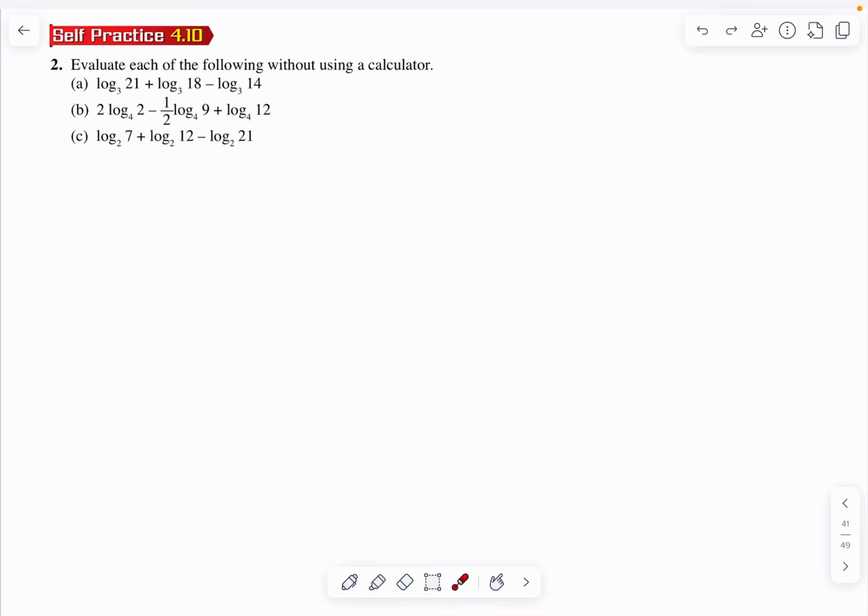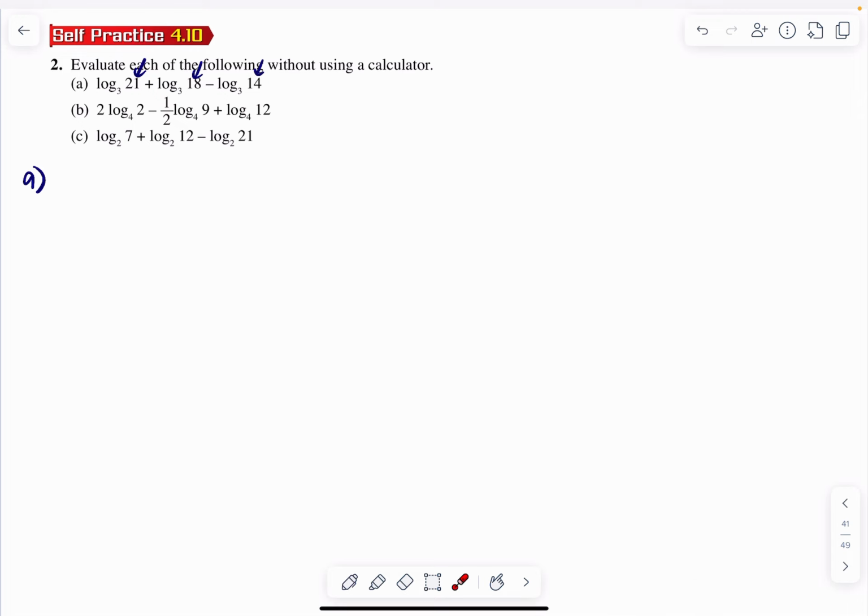Self-practice 4.10 question 2. Evaluate each of the following without using a calculator. Okay, let's look at A. So let's check the base: log 3, log 3, log 3. All the bases are the same, so we just have to work with the numbers here.